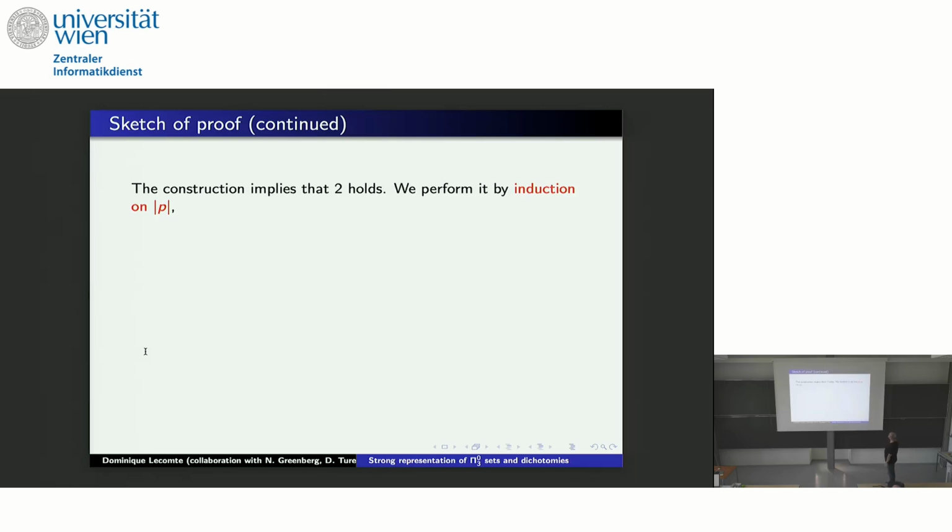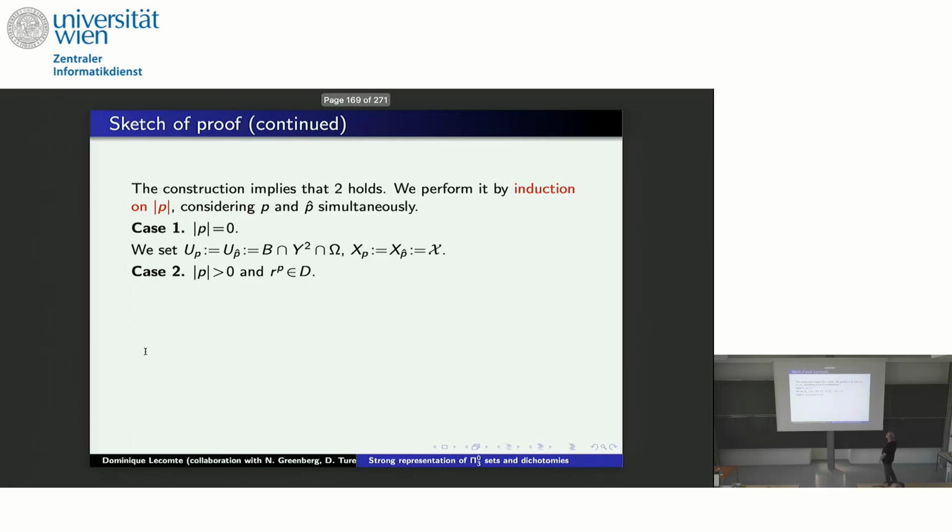And this construction is made by induction on the length of pairs. And we always consider simultaneously P and P hat. So the first case is easy, when the length of P is 0. So we simply take the effectively open sets to be everything, and UP and UP hat is what I explained before, which is non-empty because of what I've said before: the density of omega. This is an easy case.